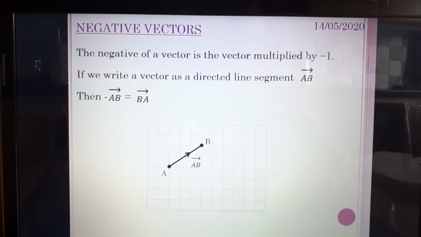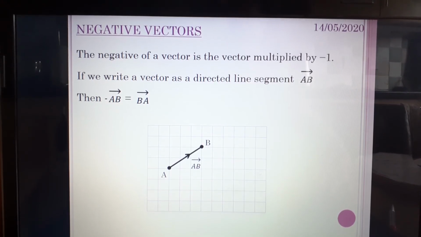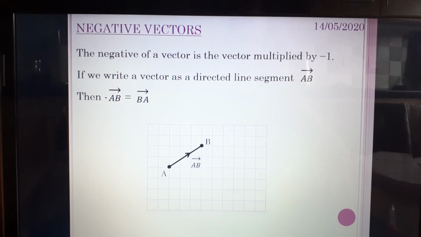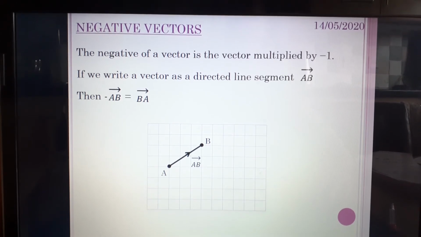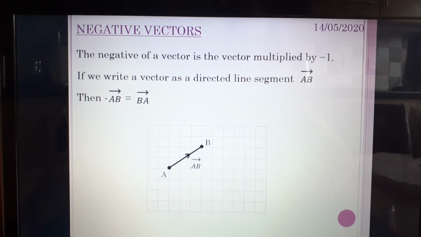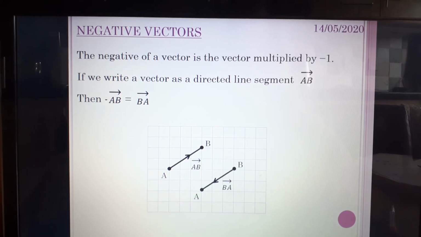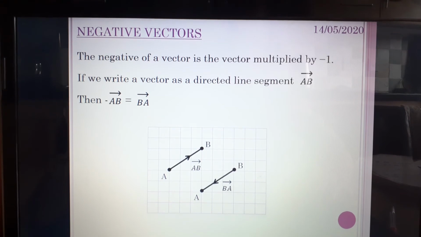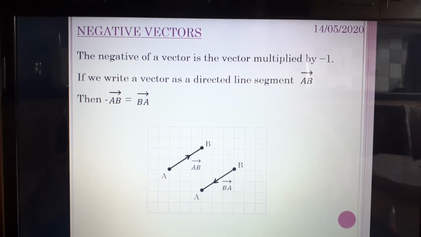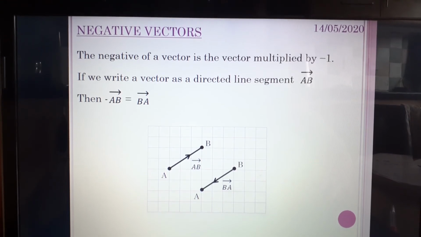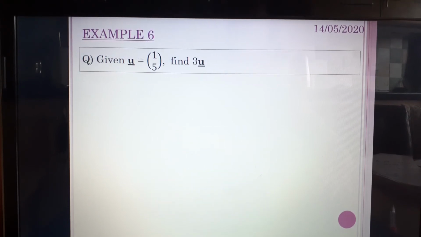Here we have the vector A to B. We call it AB. But if we were to reverse the direction of that vector, make it the negative equivalent, it would therefore be a vector not going from A to B, but going from B to A in the opposite direction. So the negative of AB, which we can call negative AB, could also be named BA because it would be starting at B and going to A in that direction.